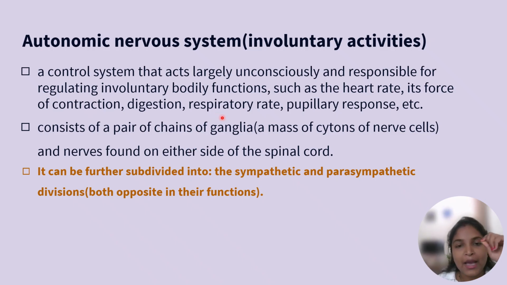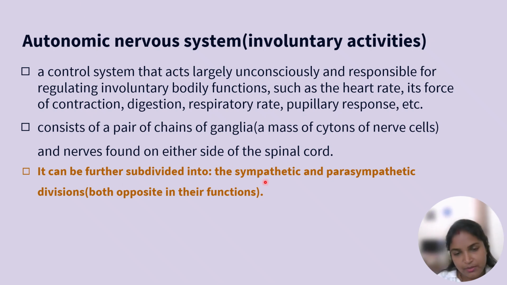A pair of ganglia means a small dot of nerve cells, clusters of nerve cells found on either side of the spinal cord. On either side of the spinal cord, you will see a small dot, that is called the ganglia, and this is nothing but a mass of nerve cells. From here the neurons send and receive messages. It can be further subdivided.